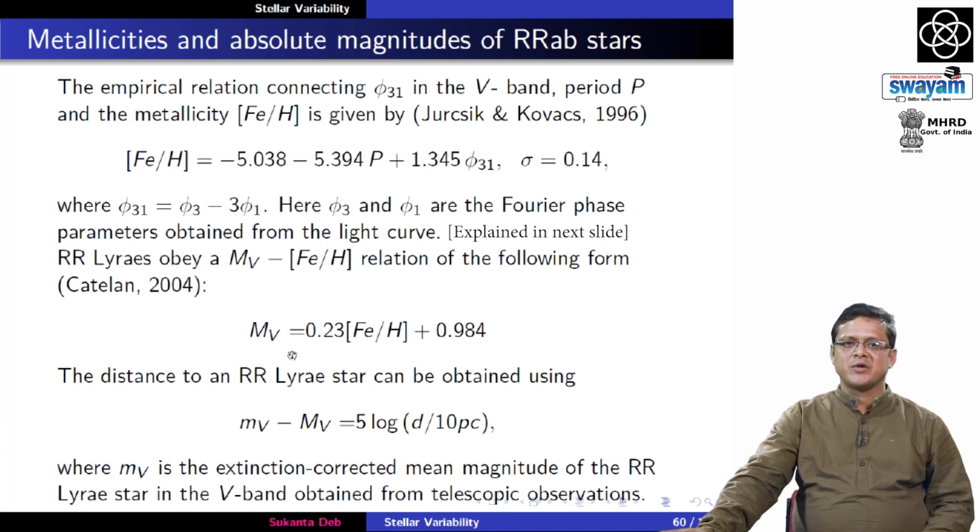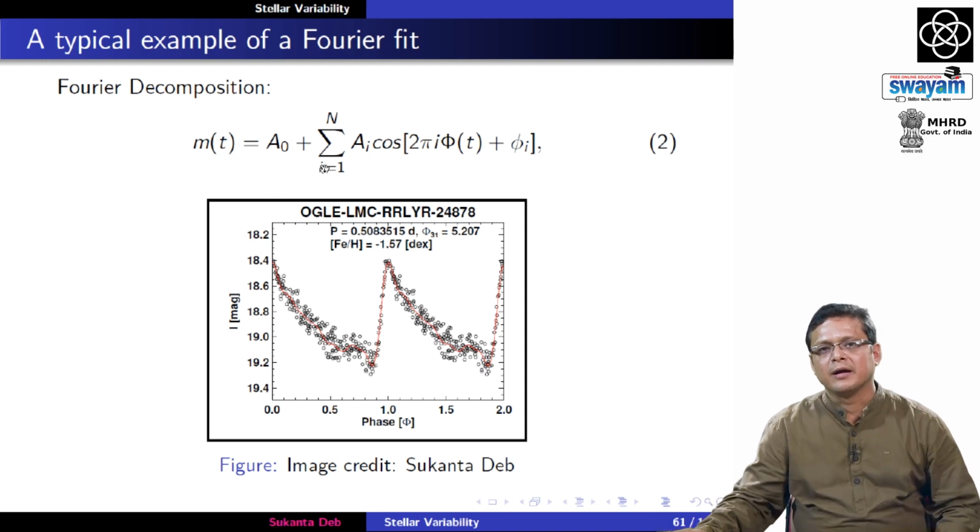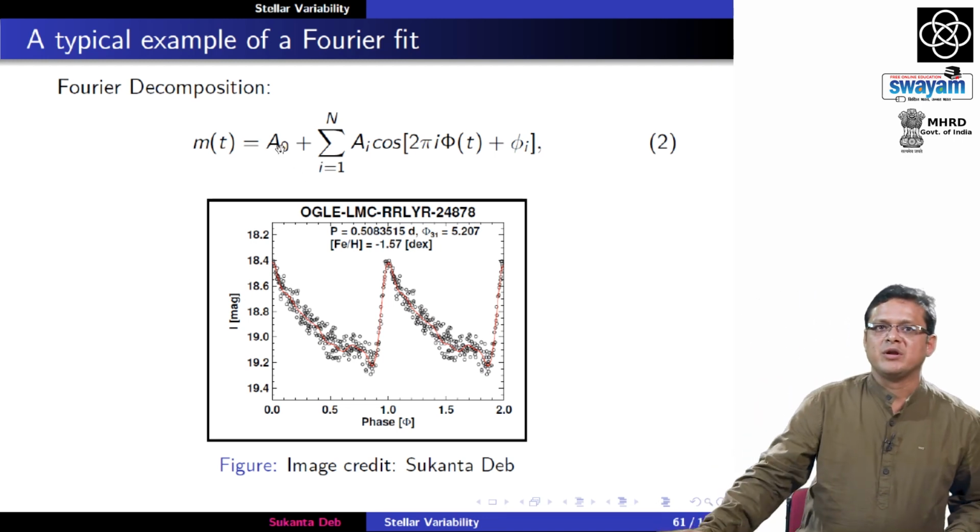Similarly, other relations in other bands also exist for RR Lyrae stars, and the distance to an RR Lyrae star can be obtained by using this relationship known as the distance modulus in the V band. Here the mean magnitude is the extinction corrected mean magnitude of the RR Lyrae star in the V band, and this is obtained from the telescopic observation. For the V band, this is the mean magnitude in V, A naught represents it. Similarly, for other bands like the I band, it will be the mean magnitude in the I band.